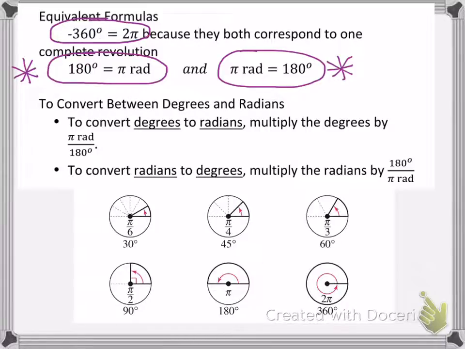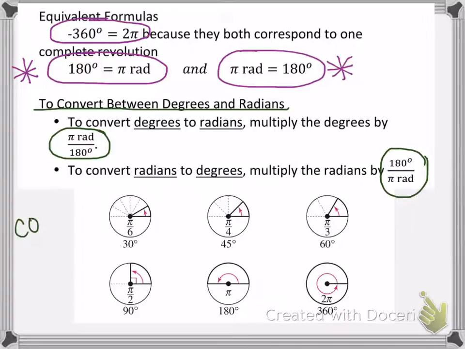You probably have seen this in your science courses before, but what we're going to do in this video is convert between two units of measure, degrees and radians. To convert from degrees to radians, we're going to multiply by pi radians over 180 degrees. That way my degrees will cancel. To convert from radians to degrees, I'm going to multiply by 180 degrees over pi radians so that my radians will cancel.